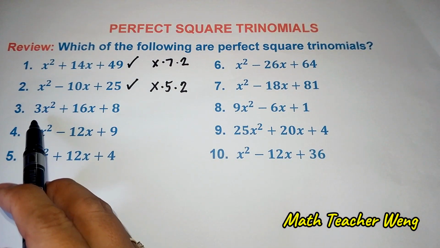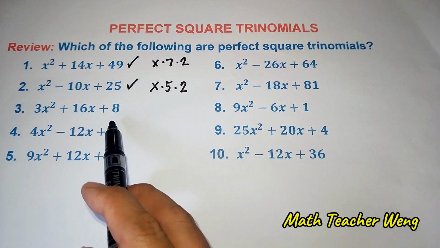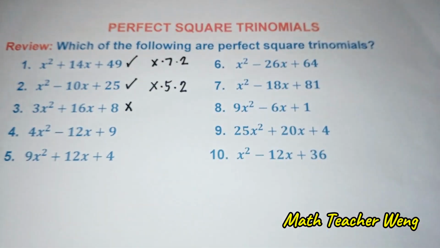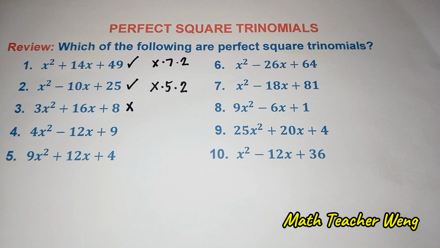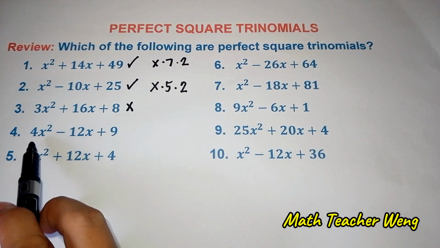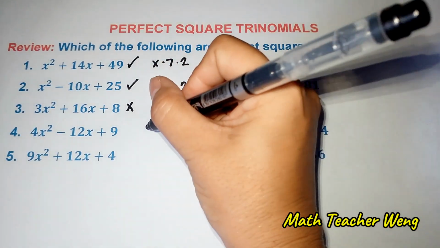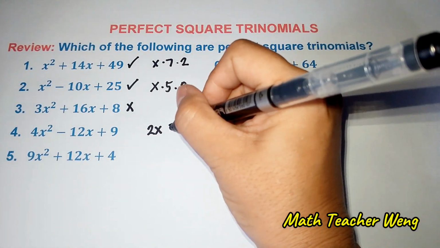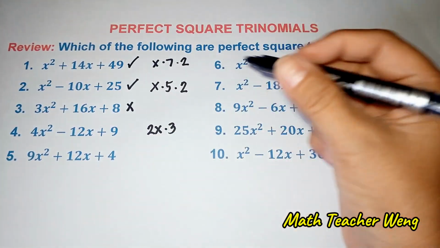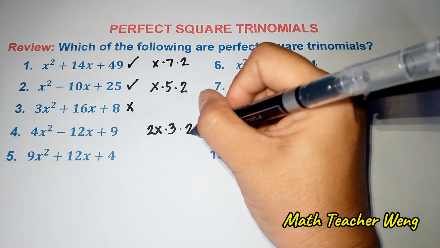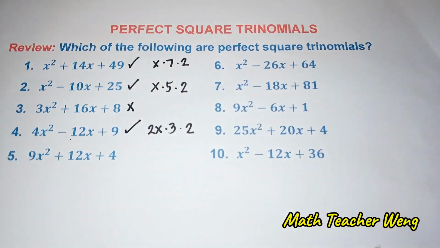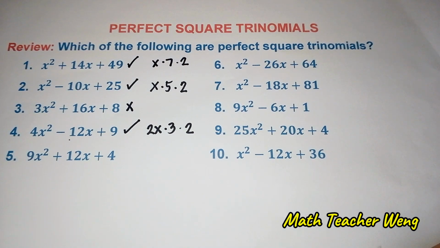We have here a 3 which is not a perfect square. The same with 8. So right away we can tell that this is not a perfect square trinomial. Number 4. For x squared, the square root is 2x. The square root of 9 is 3. 2x times 3 is 6x. Times 2, that's 12x, which is the middle term. So this is a perfect square trinomial.